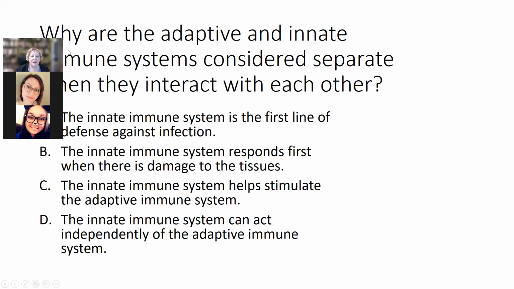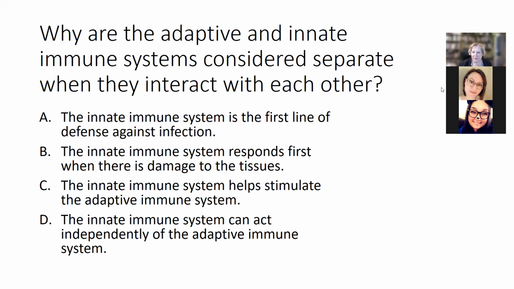Let me get a poll set up here. So the adaptive and the innate immune systems are considered separate. But why are they considered separate when they interact with each other?